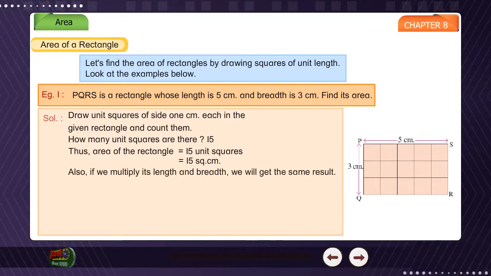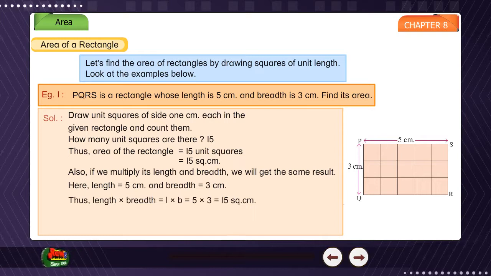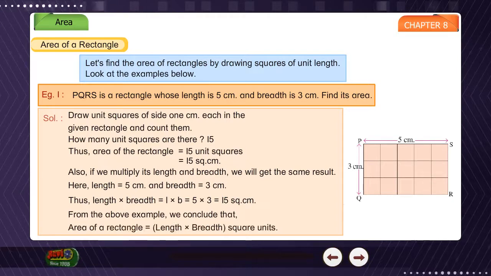Also, if we multiply its length and breadth, we will get the same result. Here, length is equal to 5 centimeters and breadth is equal to 3 centimeters. Thus, length into breadth is equal to L into B, which is equal to 5 into 3, which is equal to 15 square centimeters. From the above example, we conclude that area of a rectangle is equal to length into breadth square units.